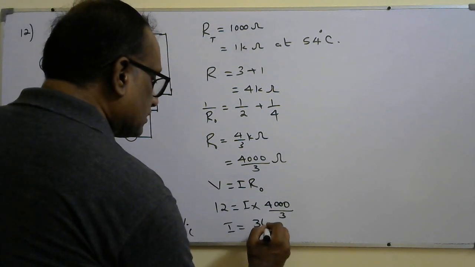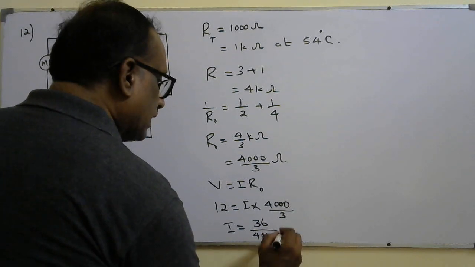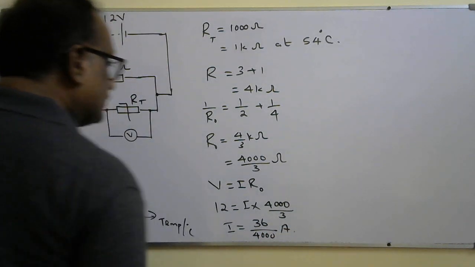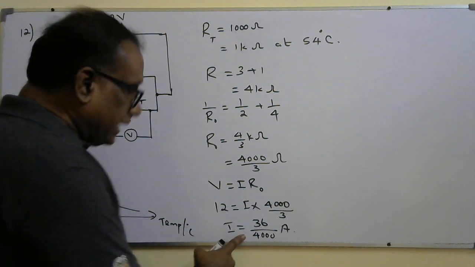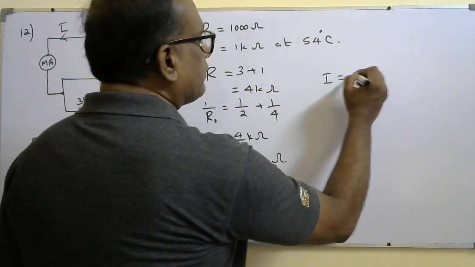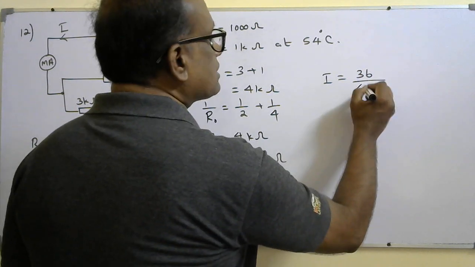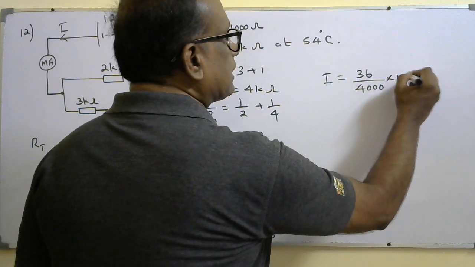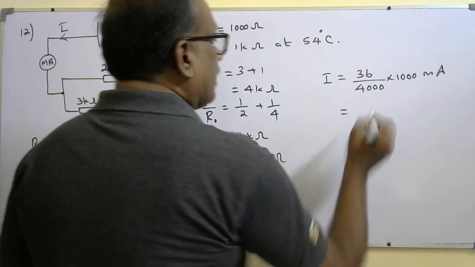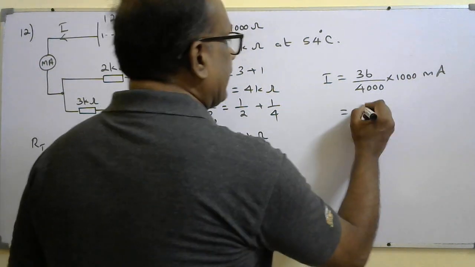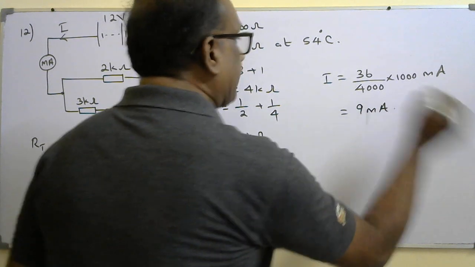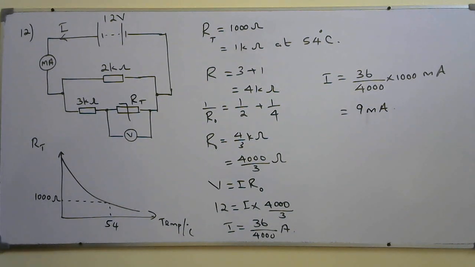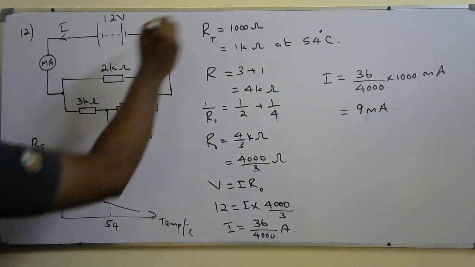36 over 4000 amperes. So this is in amperes. I need to multiply this by 1000 to get milliamperes. So I is equal to 36 over 4000 into 1000 milliamperes. That will become 9 milliamperes. So the reading of the milliammeter will be 9 milliamperes. That's the answer for A part.